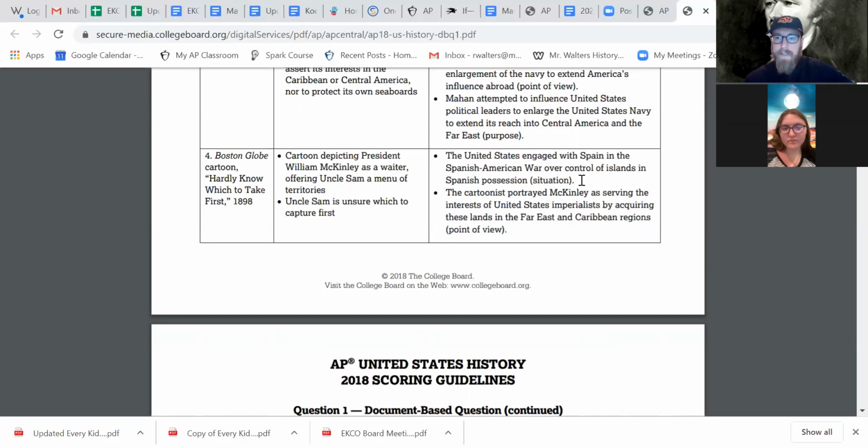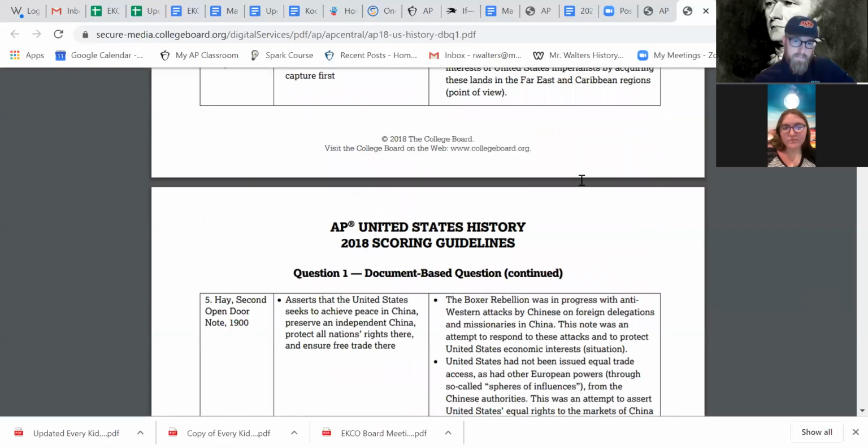Something else they said that would be good: the cartoonist portrayed McKinley as serving the interests of United States imperialists by acquiring these lands in the Far East and Caribbean regions. It's point of view. Again, that would be very accurate, just to say what the cartoonist meant by this.